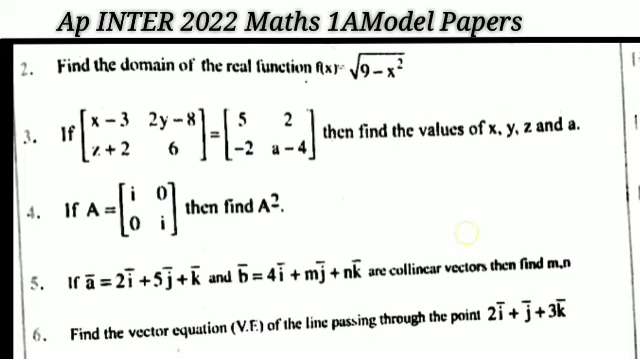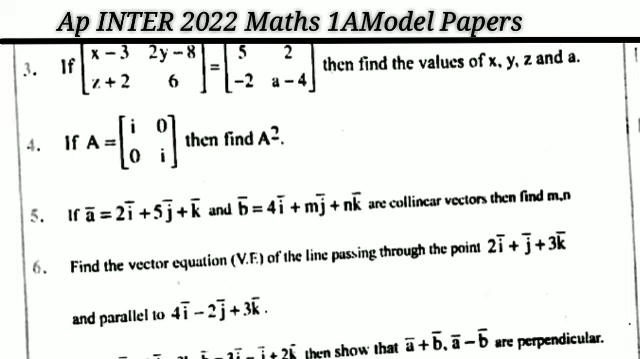Important question. Next, fifth one, if vector A and vector B are collinear, then find the values of m, n. Most important question. Next one, find the vector equation of the line passing through the points.